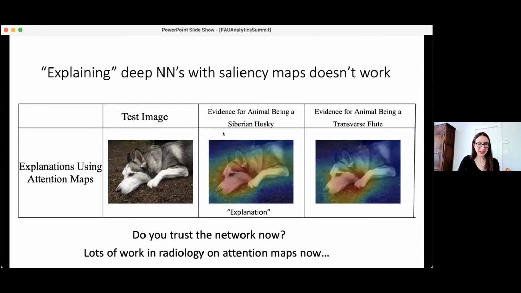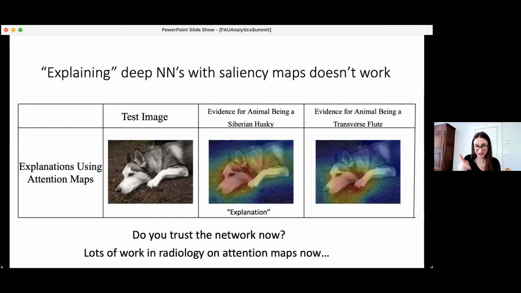I should mention there's lots of work in radiology on attention maps right now, which makes me very, very scared. The network shows the attention value but doesn't tell you what it's doing with that information. That's like you asking your real estate agent, why did you price my house like that? And the agent says, because of your roof. And you say, what about my roof? And the agent just says, no, it's because of your roof.